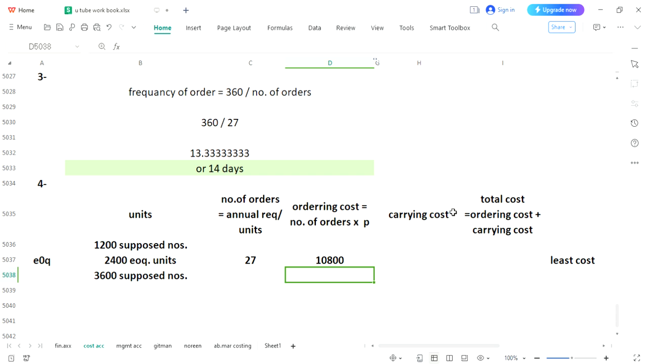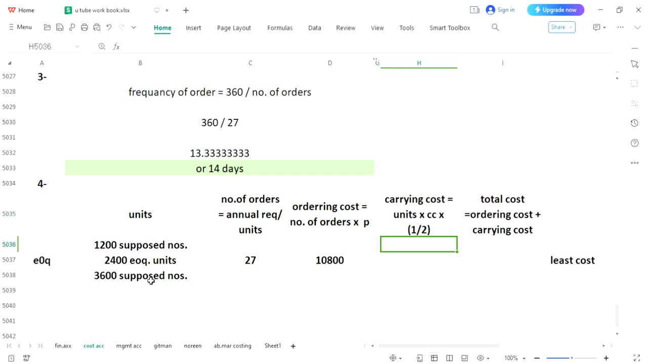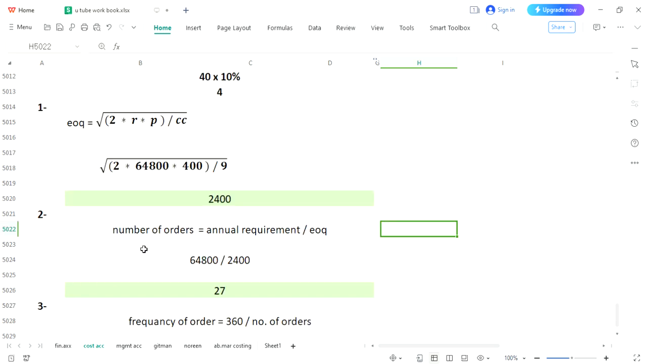Now you will calculate your carrying cost. For that, units are taken and multiplied with CC, and 1 over 2 is to calculate the average. It is fixed. You will put 1 over 2 on all three numbers of units. So by this we can calculate our carrying cost: the number of units of economic order quantity, 2400, multiplied with CC.